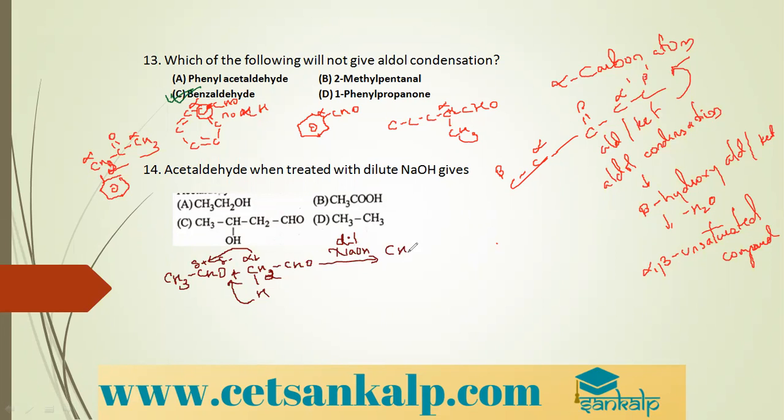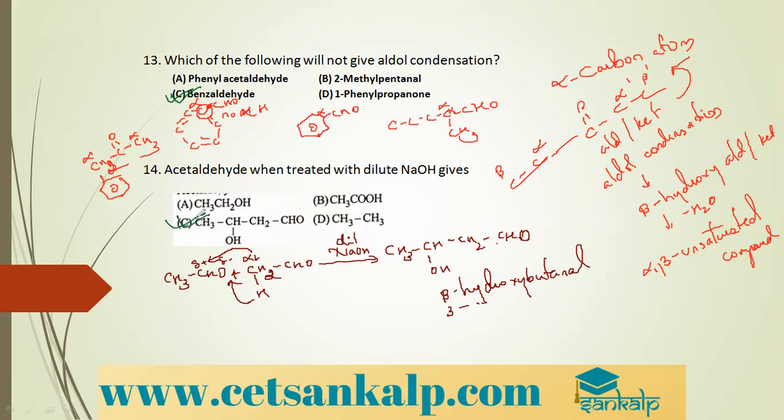So what do I get? CH3, this is H, then CH2, and then CH. So 1, 2, this is beta. What is this product? 4 carbon atoms, beta hydroxy butanal. Is there any compound with the same structure among the options? If it is there, we will stop here itself. Of course, it is there.